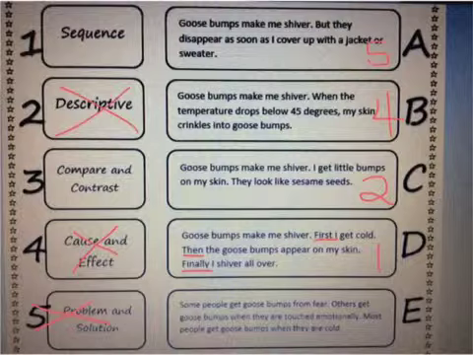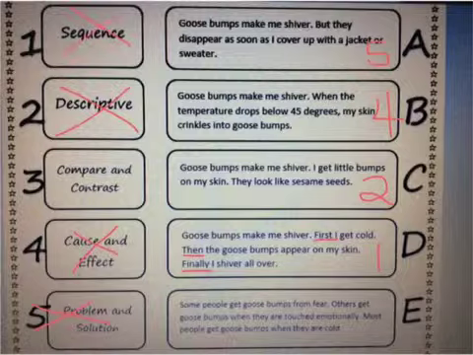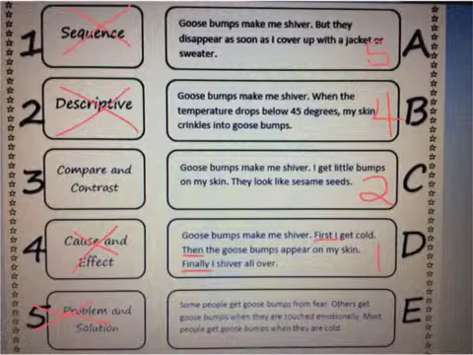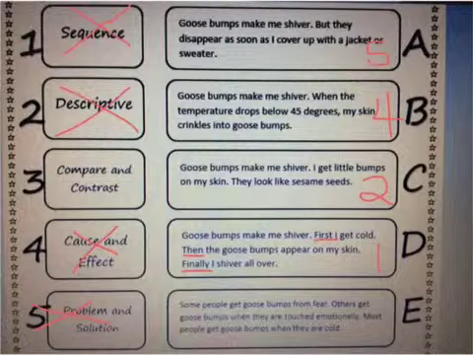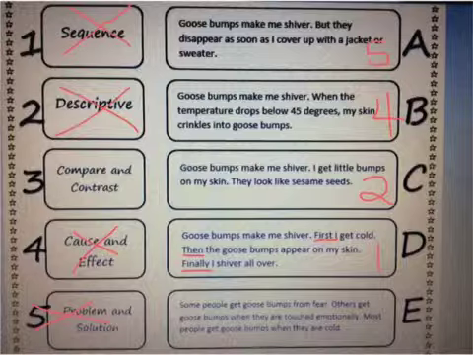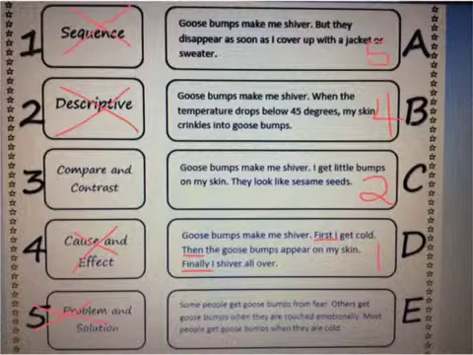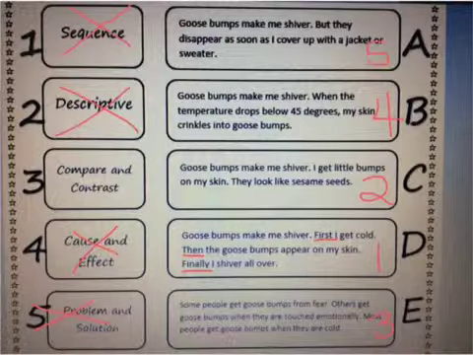And I'm not just going to assume the last one is compare and contrast. I'm going to check and make sure. So it says E. Some people get goosebumps from fear. Others get goosebumps when they are touched emotionally. Most people get goosebumps when they are cold. Oh, so here we're not comparing something to goosebumps, but we're comparing the different ways that you can get goosebumps. So that definitely sounds like compare and contrast to me. Okay.